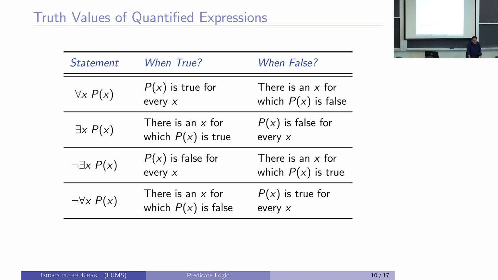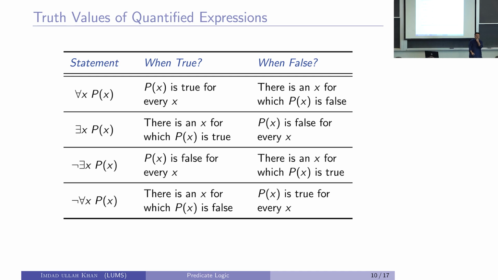When is it false? Somebody said it is not the case that p is true for all x's. When will this case be false? When is this statement false? It's true for all x. Even if it actually is true for all x, because the claim is, the statement is, it is not the case it's true for all.